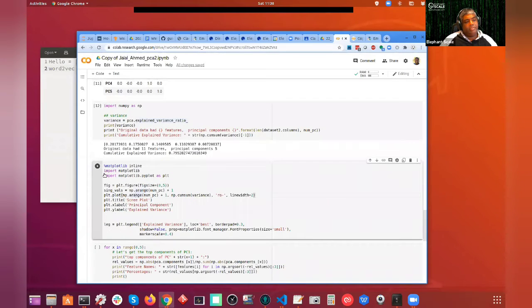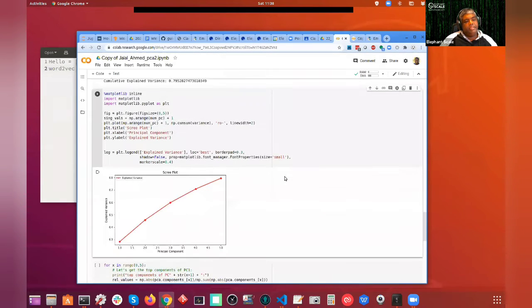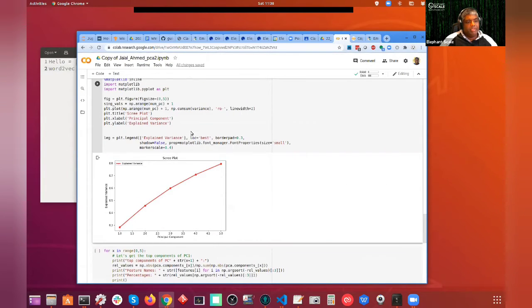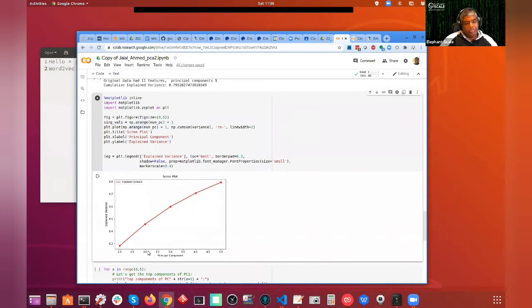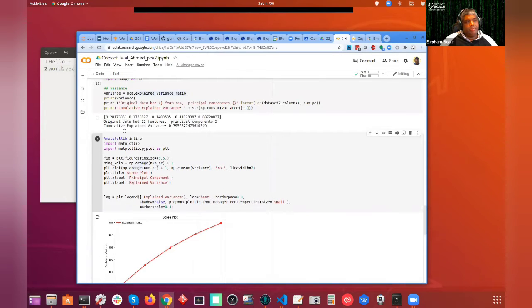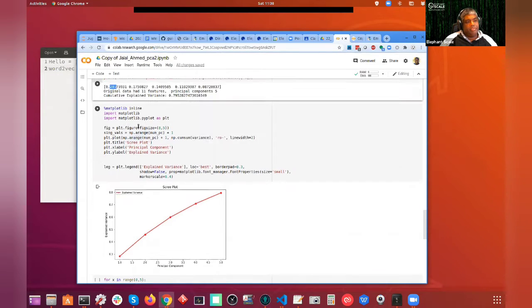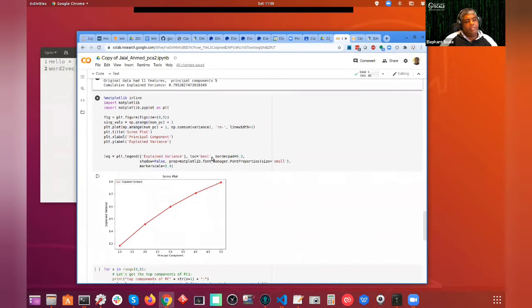So, to the plot. Here's the idea. Remember, we have each principal component, 1, 2, 3, up to 5. The first one captures 28%, so we're starting at 28% here. The next one captures 17%, but we're adding them up. That's the idea: we keep adding them up.